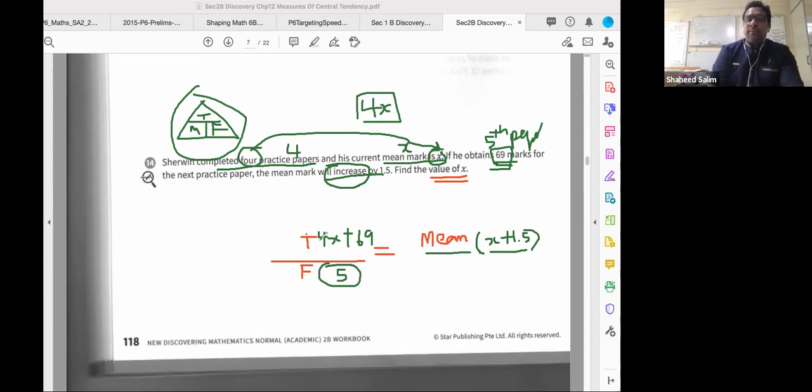Can you try this? Can you try to find what's the mean? It's going to be a decimal.